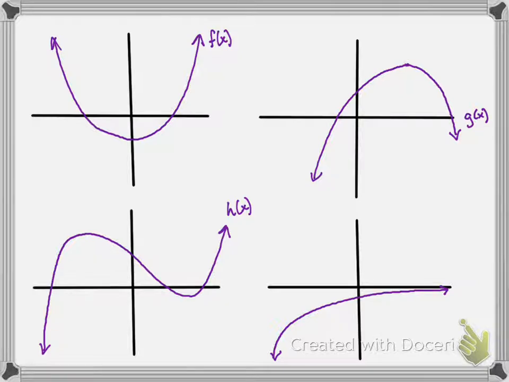x is always concave up, but you can see that at times the function is above. On this interval the function is above the x-axis, and on this interval it's also above the x-axis, and on this interval it's below the x-axis.